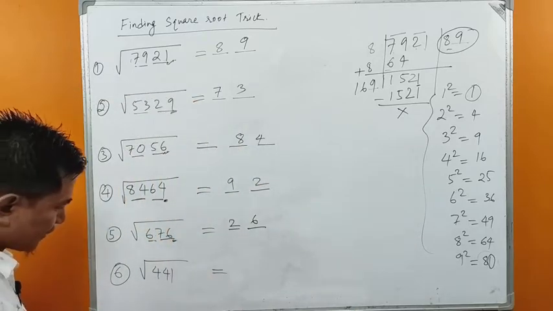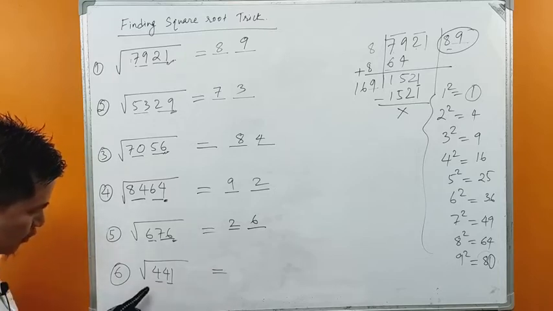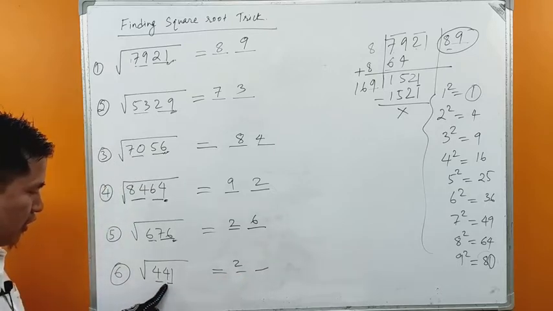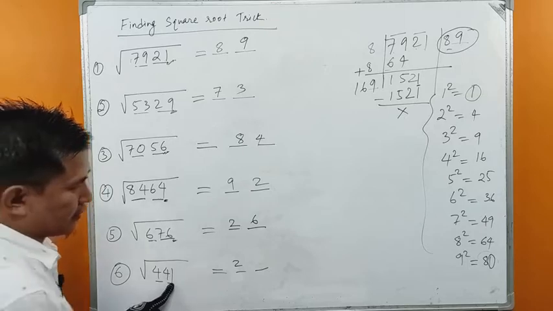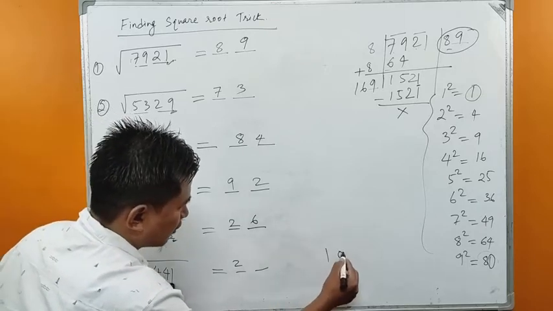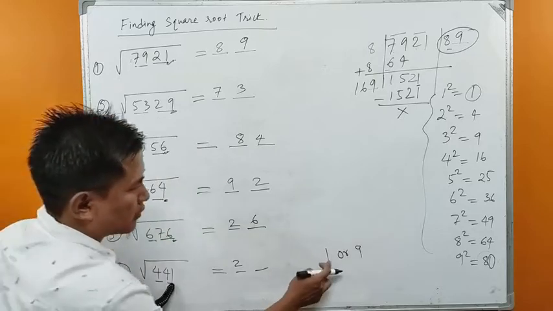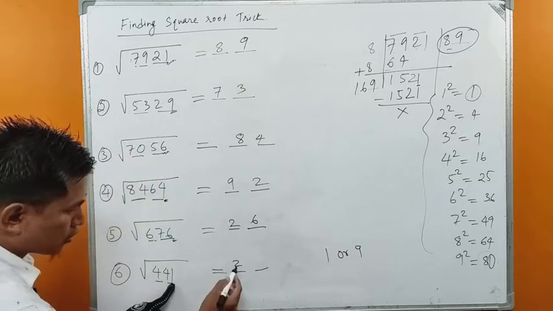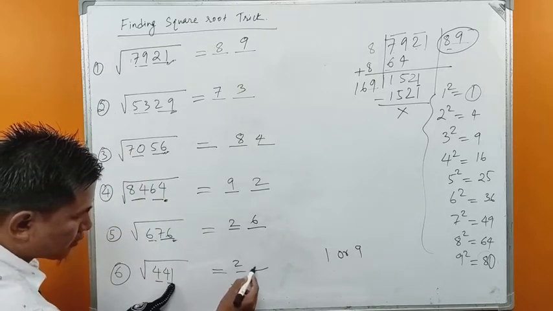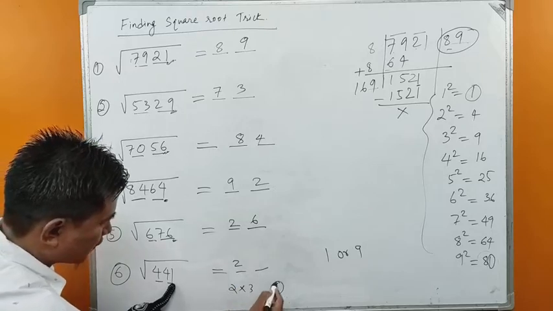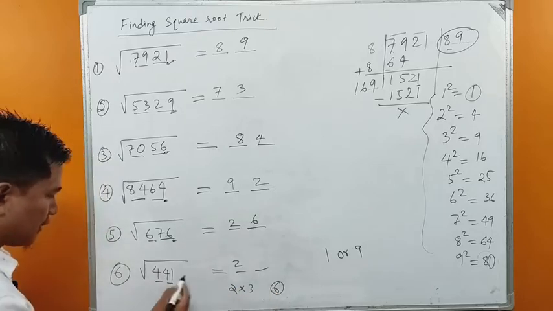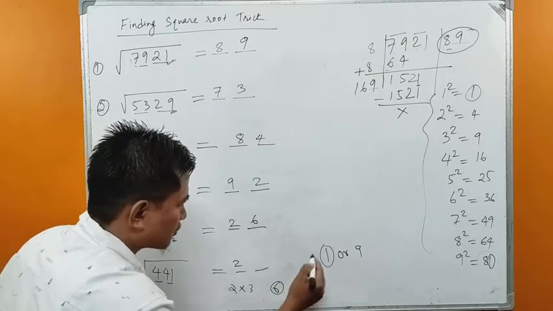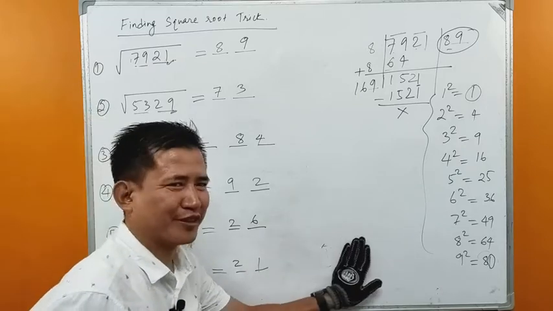441. We break up this number into two parts, 4 and 41. So 4 means 2 squared, isn't it? We got the perfect square of 4. Now 41, the unit digit is 1. 1 means 1 1 is 1, or 9 9s are 81. So the squares of both of these numbers give us 1 in the unit place. So which one to choose among these? We multiply 2 into the next number after 2, which is 3. 2 3s are 6. So 6 is greater than 4, isn't it? So we must choose the smaller one. Let us choose this, 21. I hope you got this.